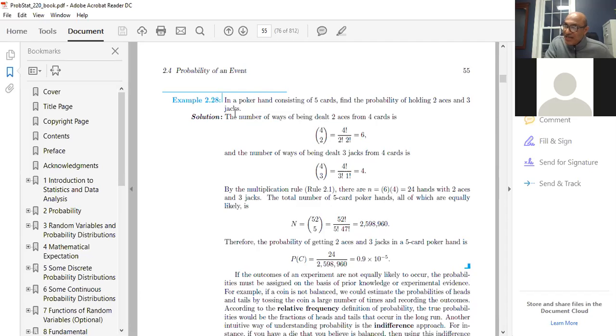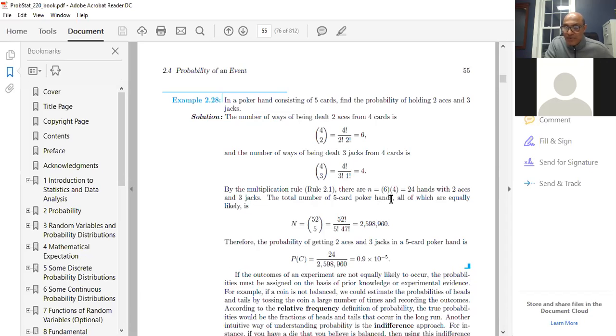How many jacks are there in a deck of cards? There are 4 jacks, right? One for each of the 4 suits. And you are going to pick 3 out of these 4. So again, my combination is 4C3, so that is 4. So in a poker hand consisting of 5 cards, 2 and 3 in this fashion, you now multiply, because this is my event n1 and this is my event n2. Multiply n1 and n2, and you get 24 hands with 2 aces and 3 jacks.